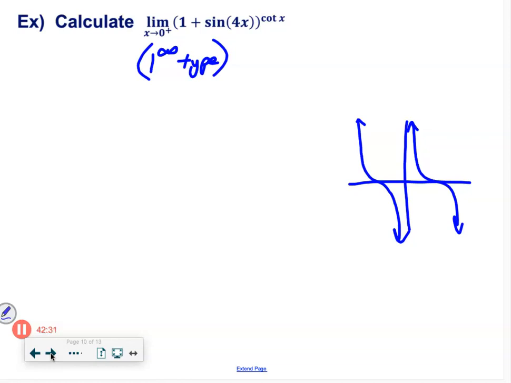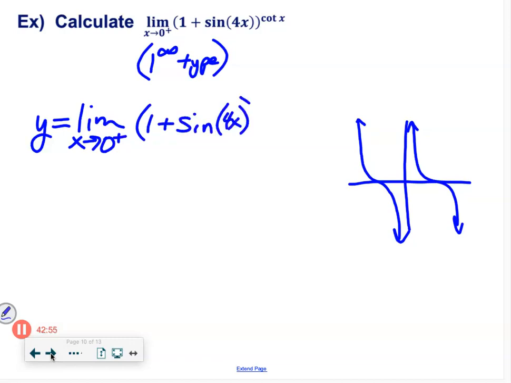Okay, so what we need to do is take a natural log of both sides. But we don't even have two sides. We just have one side. So the first thing that we have to do is set this equal to something. I personally always just call it y. You can call it any letter you want as long as it's not x. Now that we have it set equal to something, we can take a log of both sides.